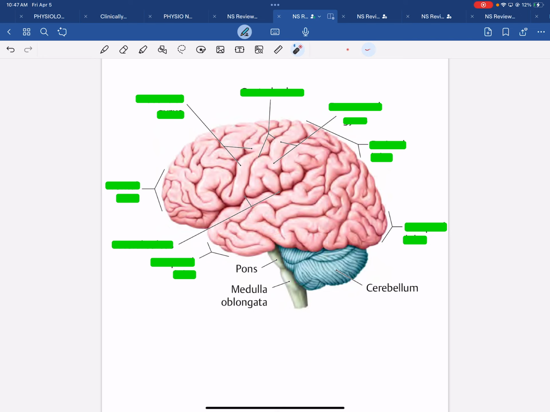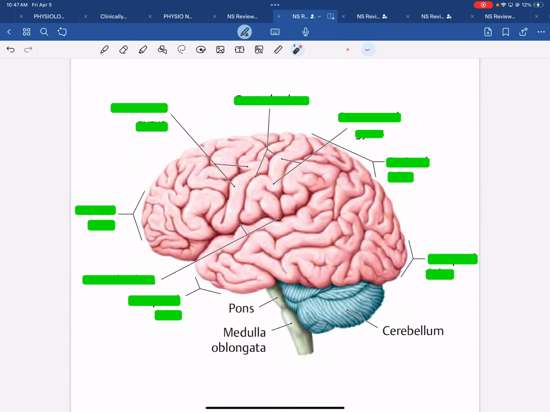I'm not sure what all of these are. How about, what is this space? The central sulcus. What about this one? The precentral gyrus. Here? The postcentral gyrus. What's the function of the central sulcus?